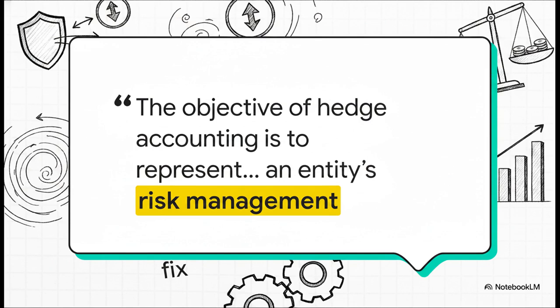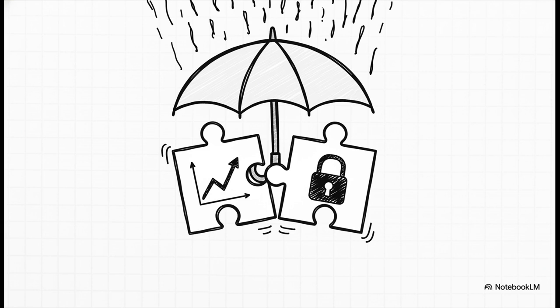So how does this actually work in practice? Well, your company designates that forward contract as the hedging instrument and the firm commitment as the hedged item.